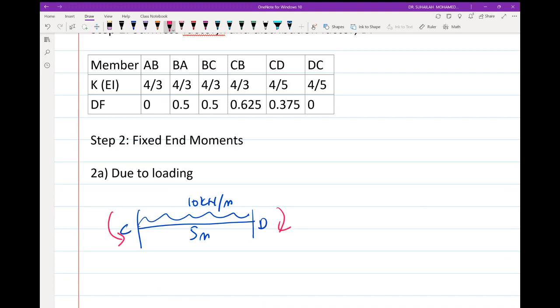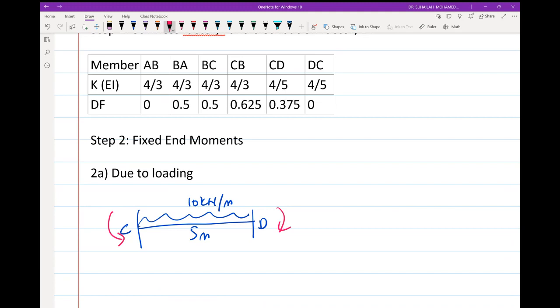It actually produces this fixed end moment in this direction. The moment is opposite sign for C and D because of its behavior. The moment pushes back the beam to its original position. So that's why it behaves like this.